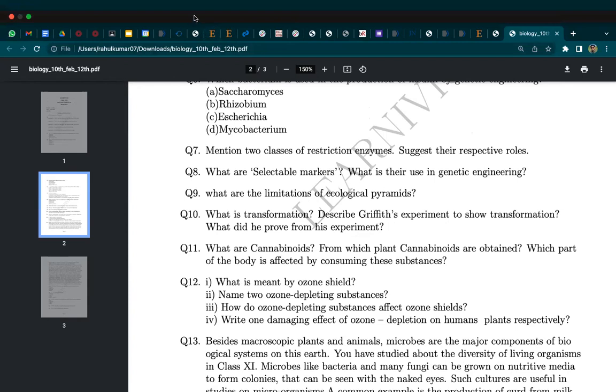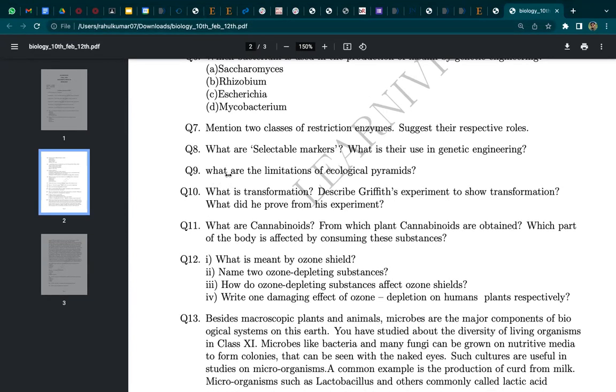I'm sure someone might be knowing what is transformation. We have the best of two batches here. People, what is transformation? So we learned about Griffith's transforming principle, right? Yes, sir. For me also, I knew the second and third part, but the first one wasn't direct.